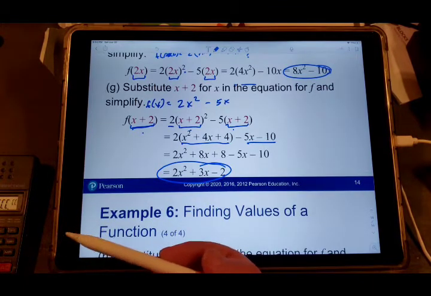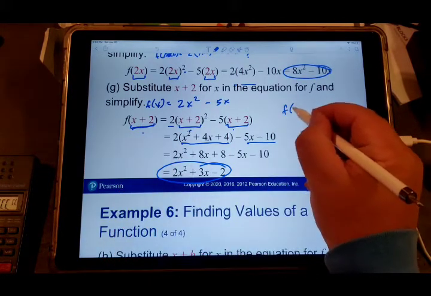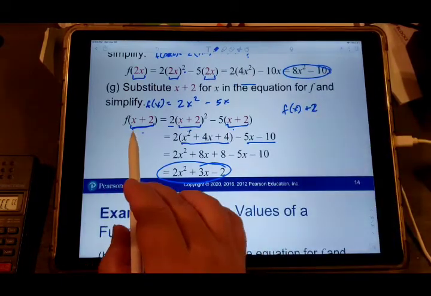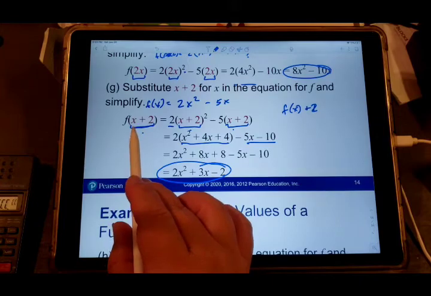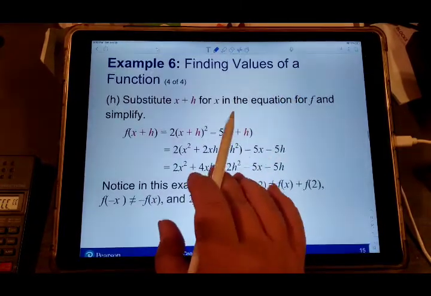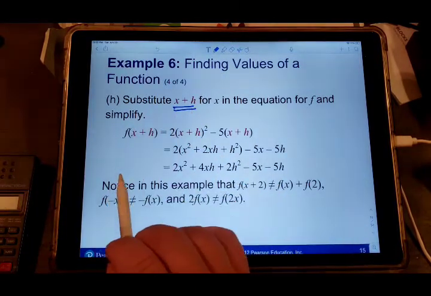F of x plus 2. When I say it, you can't really tell what I'm saying. If I say f of x plus 2, you might think I'm saying f of x, parentheses, plus 2. So it's f of the entire argument, x plus 2. Now this we're going to see again in the difference quotient, so make sure you get it now.